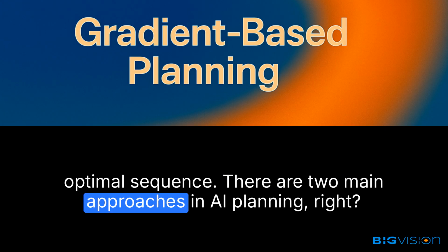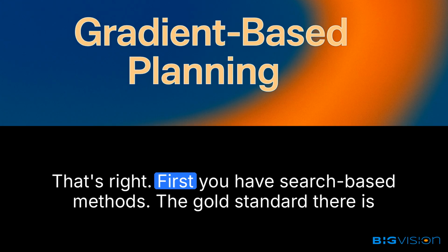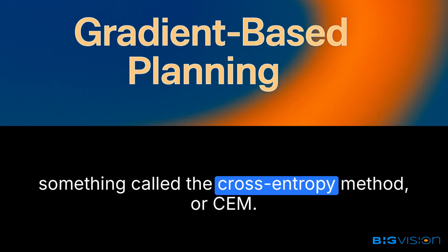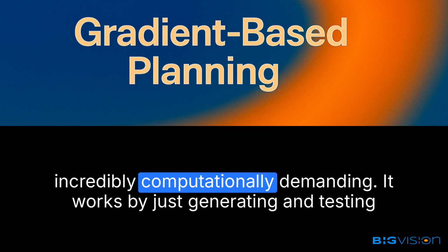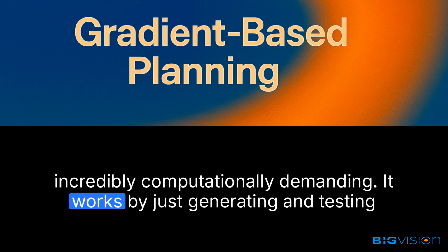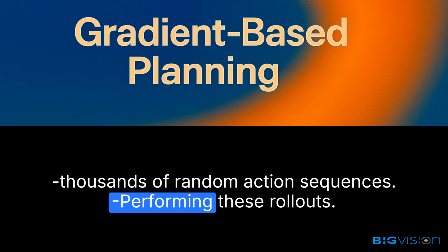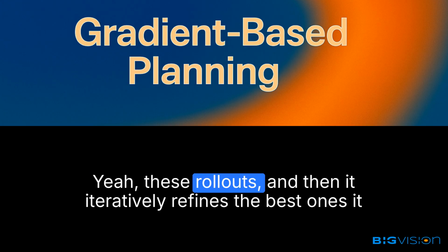Okay, so let's look at how we find that optimal sequence. There are two main approaches in AI planning, right? That's right. First, you have search-based methods. The gold standard there is something called the cross-entropy method, or CEM. And CEM is reliable. It's robust. Very reliable, but it is incredibly computationally demanding. It works by just generating and testing thousands of random action sequences. Performing these rollouts. Yeah, these rollouts, and then it iteratively refines the best ones it finds.